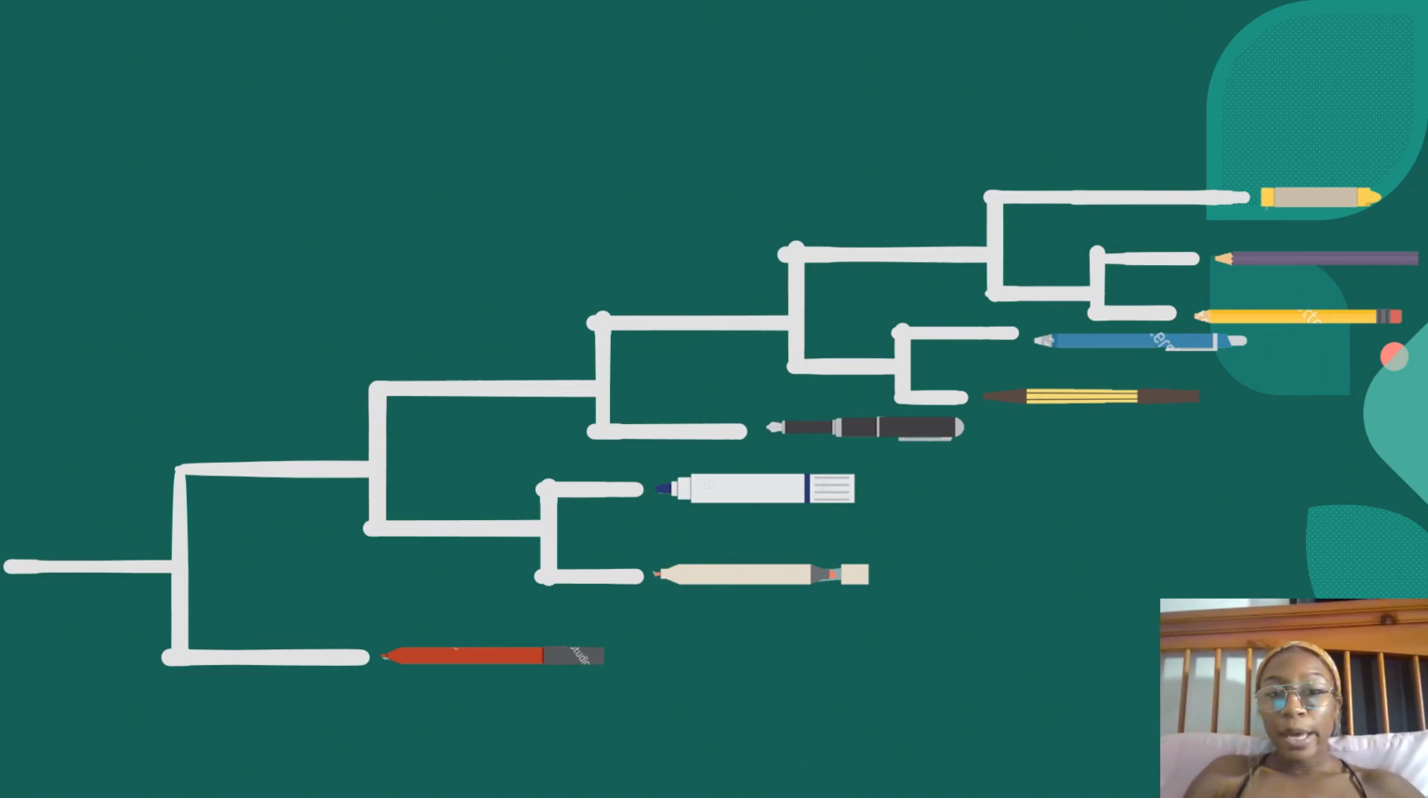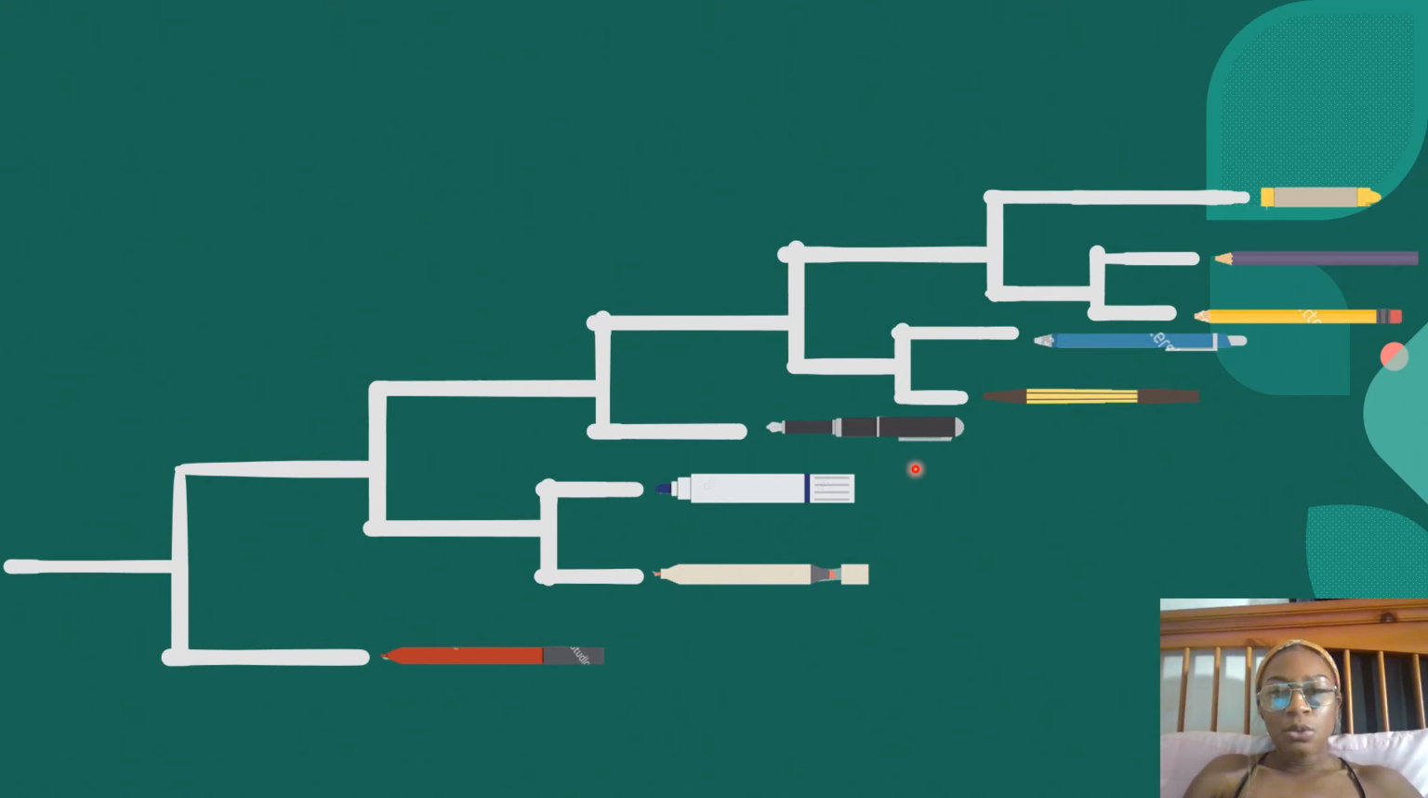As we work further back, our evolutionary phylogenetic tree reached the calligraphy pen, which is more of an older utensil, but I feel still relevant. I actually own one myself, and I'm going to take a good guess and say I'm not the only one.